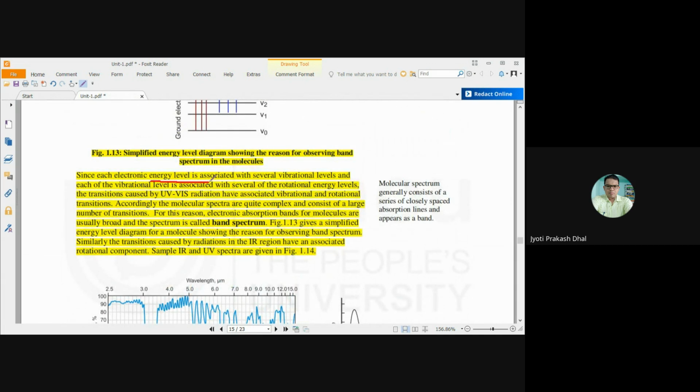Since the electronic energy level is associated with several vibrational energy levels, also each of the vibrational energy levels is associated with several rotational energy levels. So the transitions caused by UV visible radiation have associated vibrational and rotational transitions also. Accordingly, the molecular spectra are quite complex and consist of a large number of transitions. For this reason, the electronic absorption bands of molecules are usually broad and the spectrum is called band spectrum.